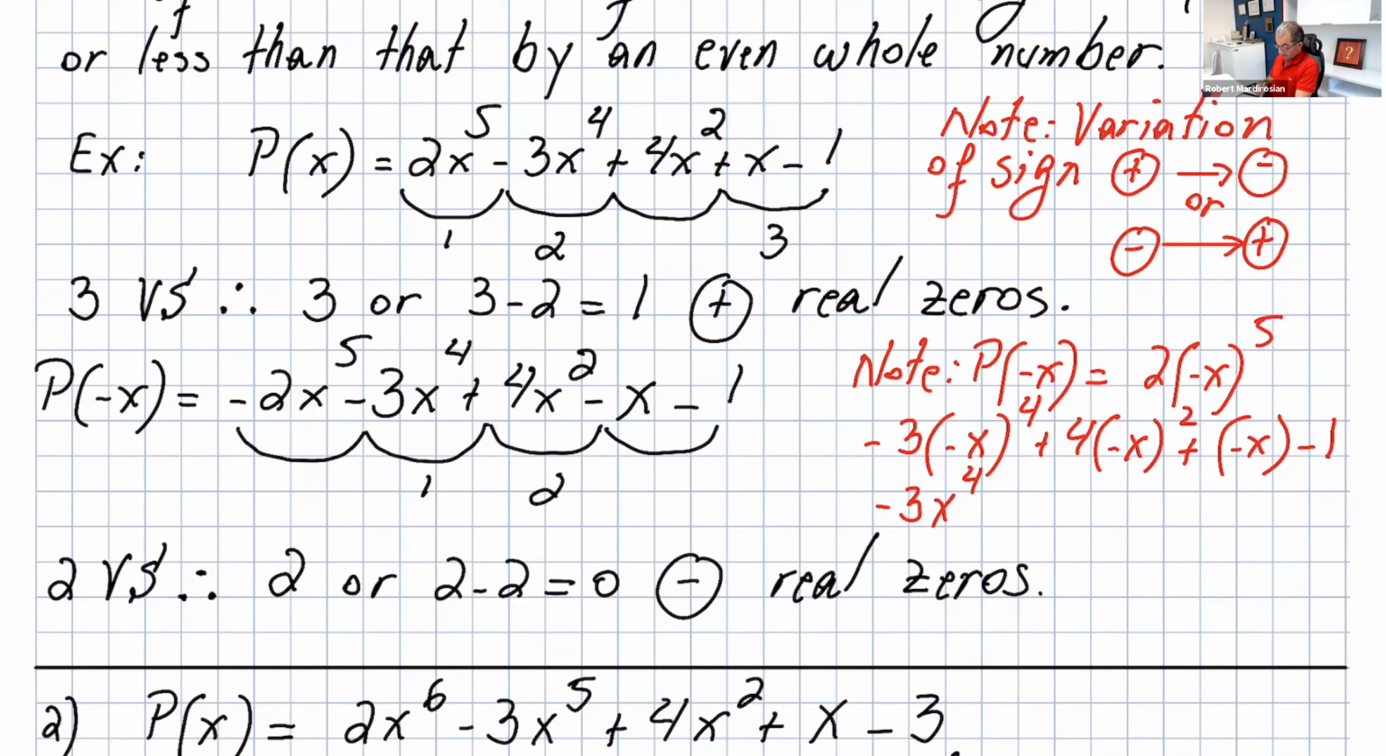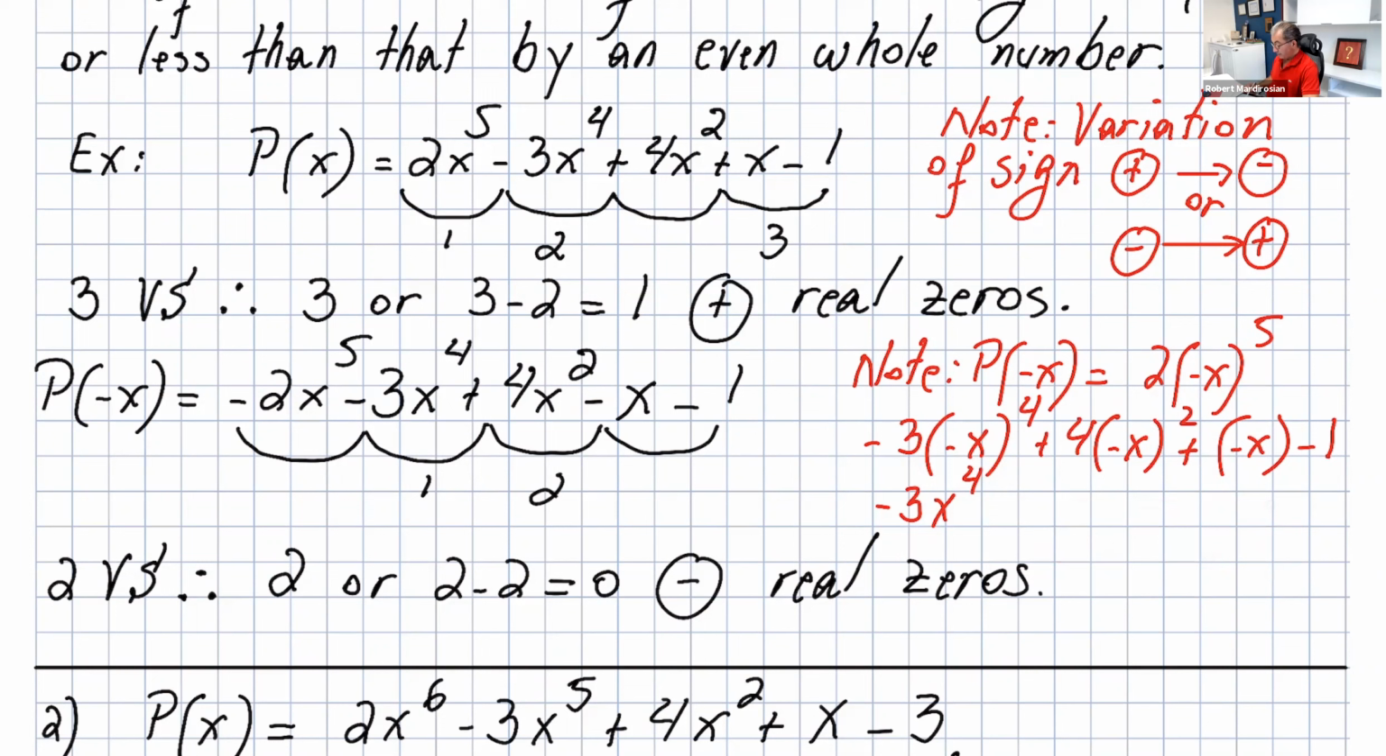The variation of signs here, none. Here we have 1, here we have 2. So we have 2 variations of signs. Therefore, you're going to have 2 or 2 minus 2 is 0, negative real zeros. So if you got, let's say, 5 variations of signs, the possible number of zeros for p of x is going to be 5, 3, or 1. Each time you take away 2, and that's what is going to give you the possibilities.